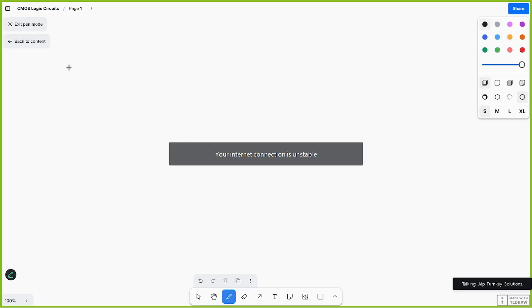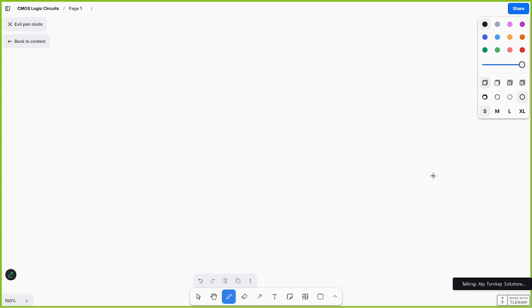See, design of CMOS NOR gate. So first write the Boolean equation. What is the Boolean equation?